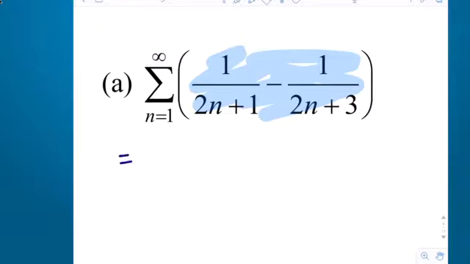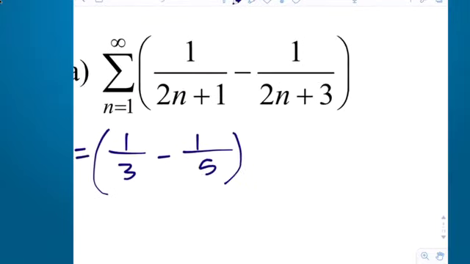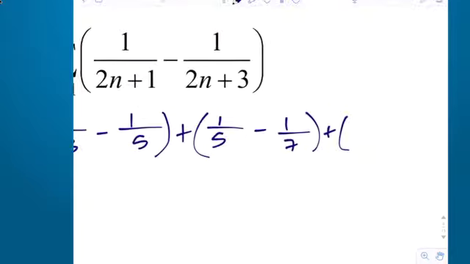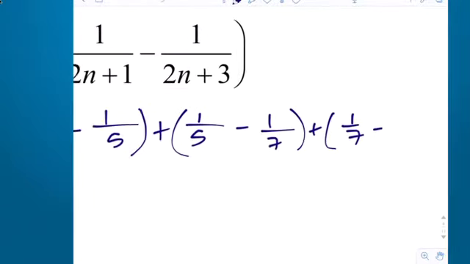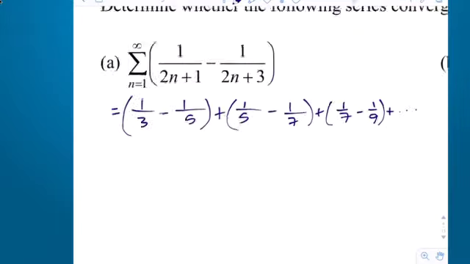So if I plug in a 1, what do we get? We get 1 over 3 minus 1 over 5. Plus, when I plug in a 2, I get 1 over 5 minus 1 over 7. Plus, when I plug in a 3, I get 1 over 7 minus 1 over 9. Plus, dot, dot, dot.